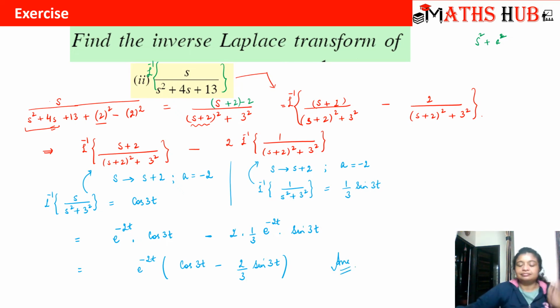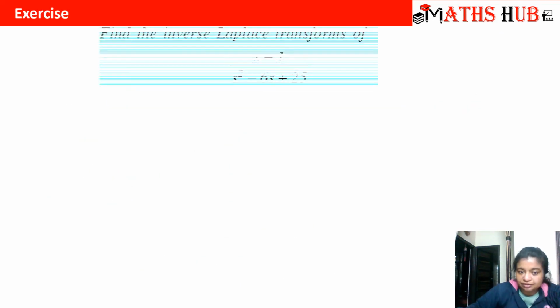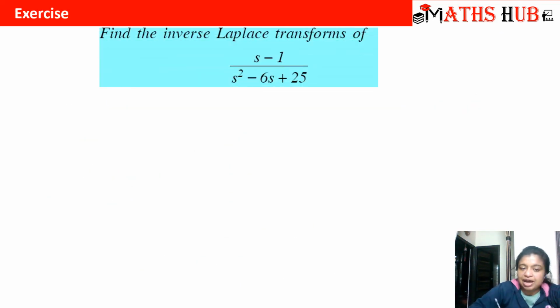Right? Okay. So let us do the next question. We need to calculate the Laplace inverse of s minus 1 upon s square minus 6s plus 25. So again, looking at the denominator, we have to fix our numerator. So how to fix the numerator? So let us complete the squares.